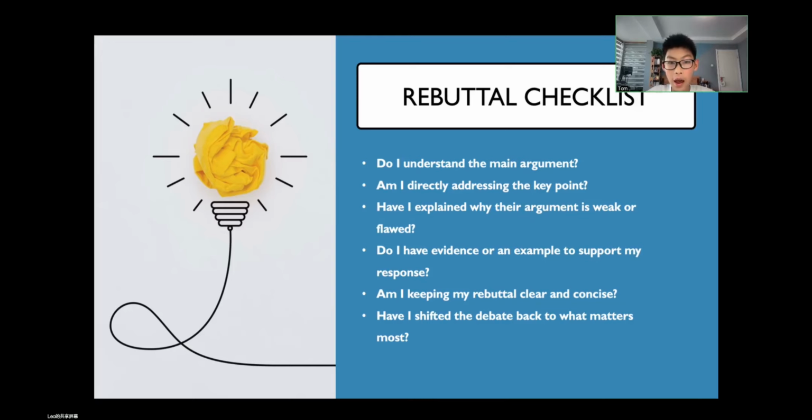And finally, have I shifted the debate back to what matters the most? That's winning the strategic clashes. If you haven't shifted the debate back to what matters the most, and the other team did, many of your points and rebuttals might not matter because it's not what matters the most. You need to shift it back to your impact and state why you should win because your side matters the most and your opposition does not.